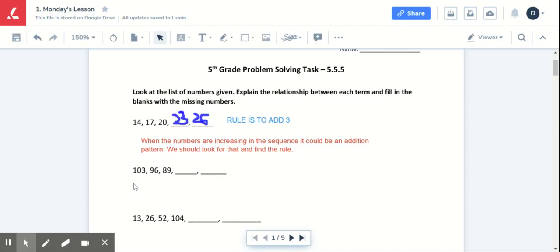Let's look at our next sequence. 103, 96, 89. Are our numbers getting bigger or smaller? You're right. They're getting smaller. So we know that this must be a subtraction or division pattern. So I'm going to tell you, just like earlier, that it's easier to figure out a subtraction problem than a division problem. So let's start by seeing if it's a subtraction pattern.